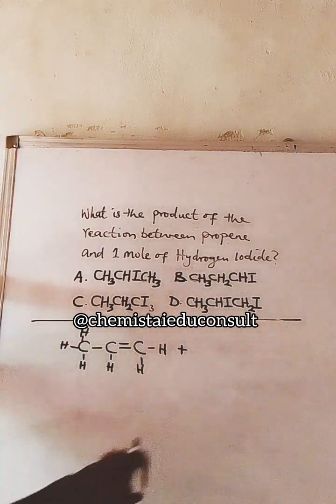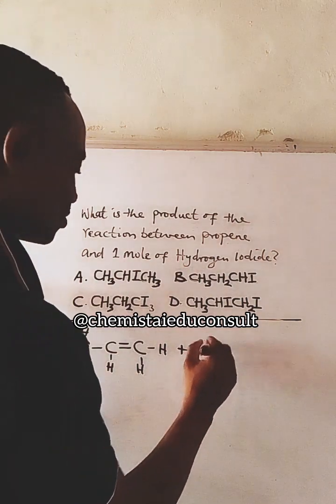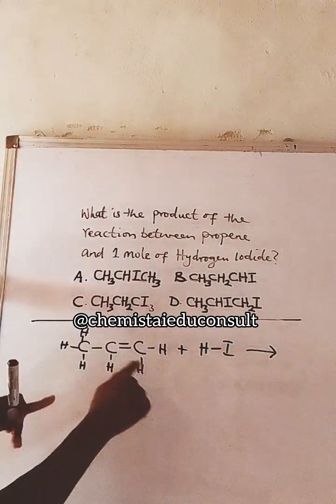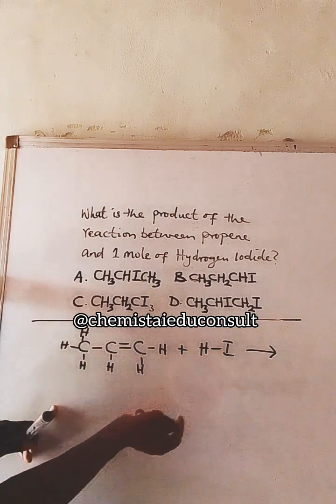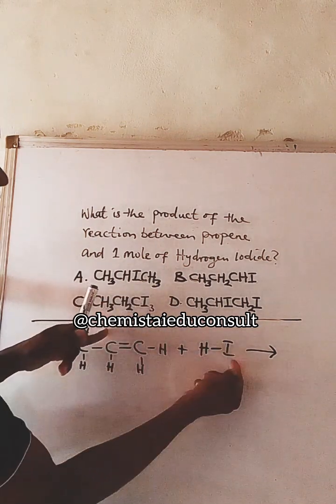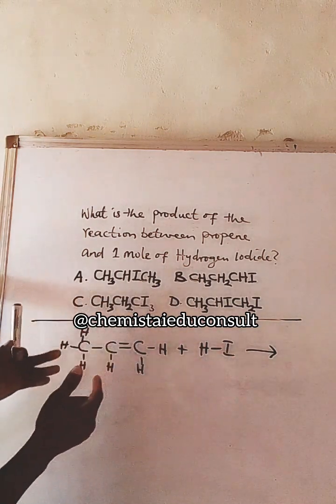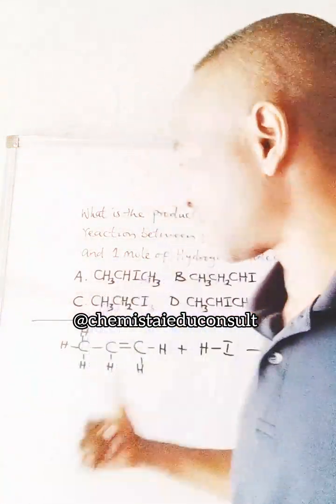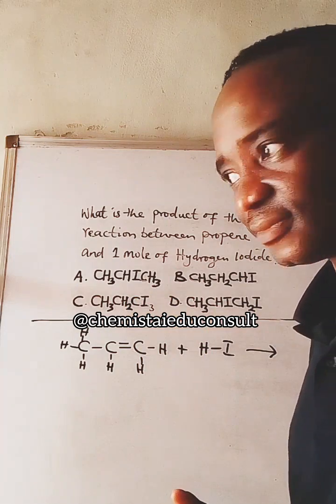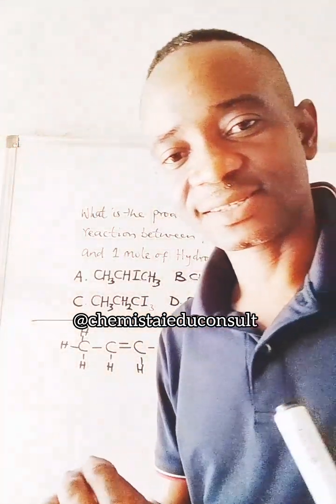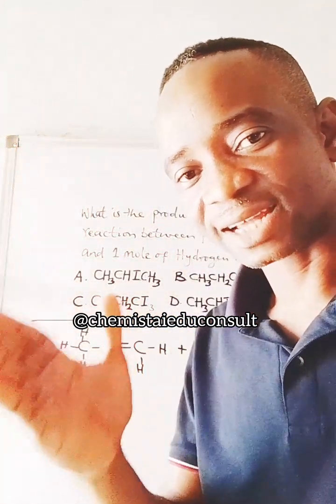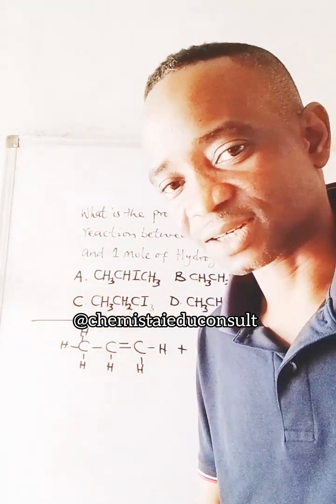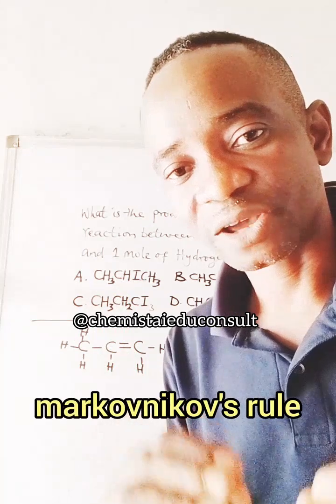It is saying what's the product when it reacts with hydrogen iodide. So it is easy for you to say that this bond will break and hydrogen fixes itself either here, or iodine fixes itself either here or here. In order to beat this confusion, there is a law that guides this kind of reaction. That law guides what is called symmetrical and asymmetrical alkenes, the addition reaction of symmetrical and asymmetrical alkene, and that law is called Markovnikov's rule.